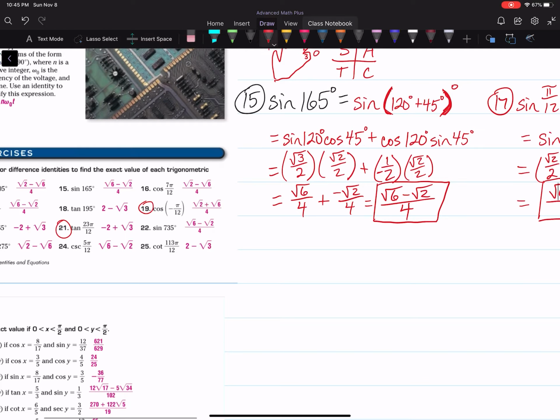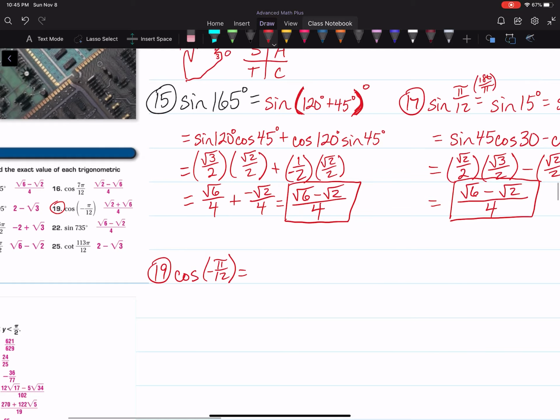All right, 19. Same process. 19 is the cosine of negative pi over 12. Well, I just figured out pi over 12 is 15, so this is negative 15 degrees.